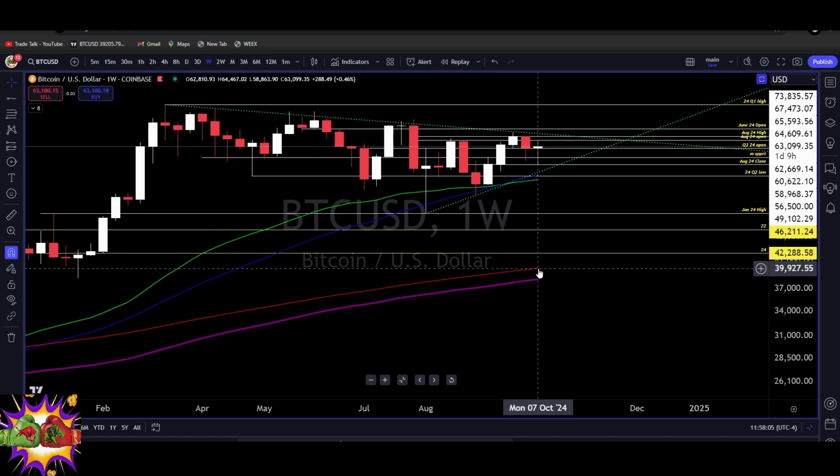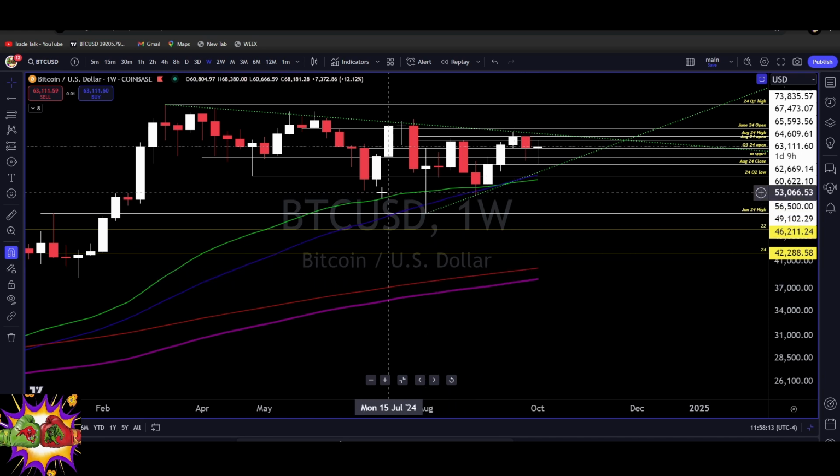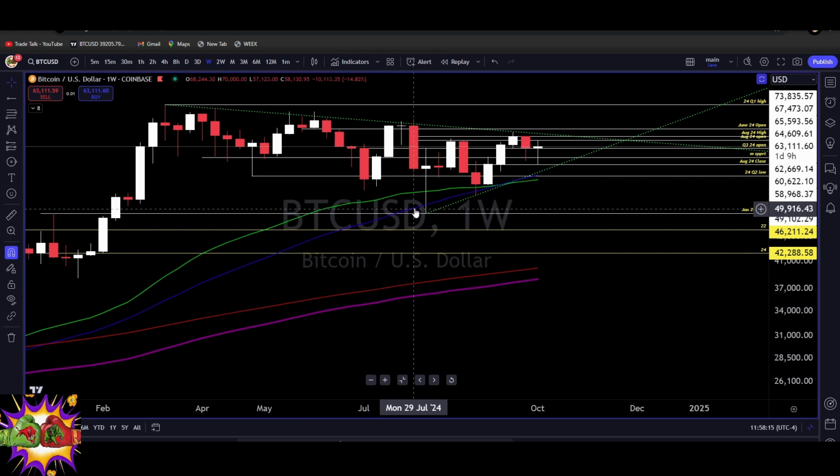levels. I have both the 200 simple and the 200 exponential. The simple is going to be your red line, the exponential is the purple. And the same goes for up here. I have the blue 50 and the green 50. One is an EMA, one is a simple.